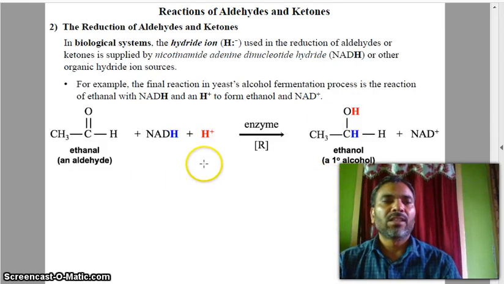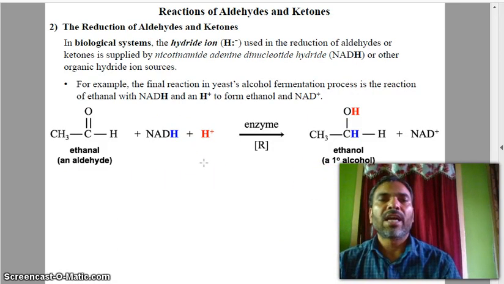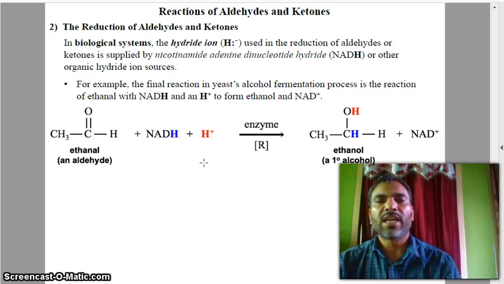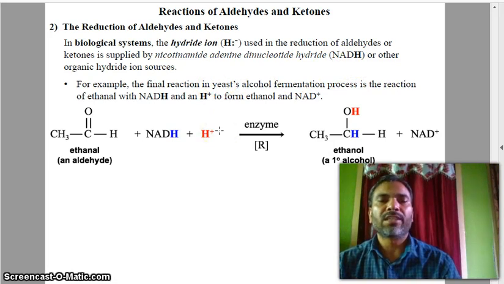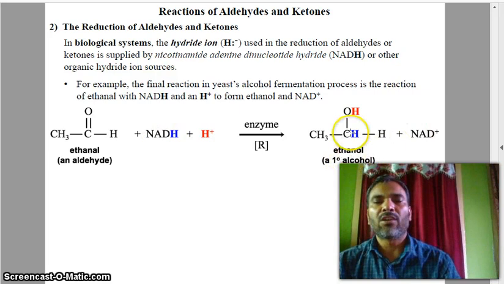Remember it. In biological systems, the hydride ion used in the reduction of aldehydes or ketones is supplied by nicotinamide adenine dinucleotide hydride, NADH, or another organic hydride ion source. For example, the final reaction in the yeast alcohol fermentation process is the reaction of acetaldehyde with NADH and H+ to form ethanol and NAD+. This hydrogen is coming from NADH and H+ from acid, forming ethanol. This reaction occurs in the presence of an enzyme.